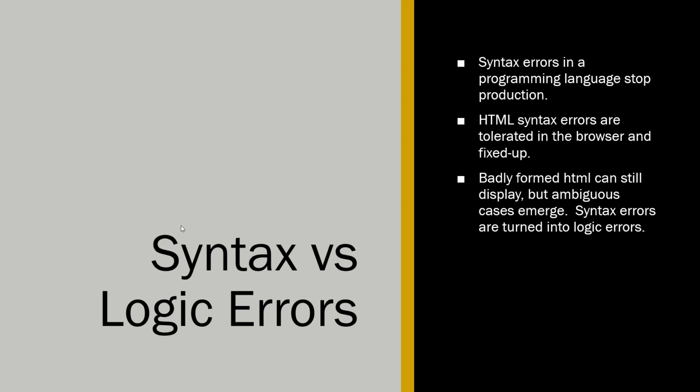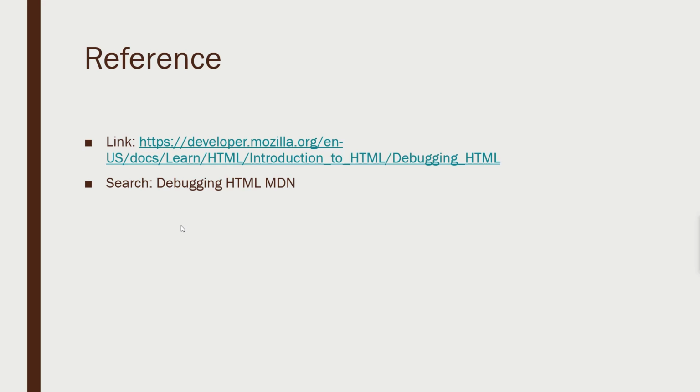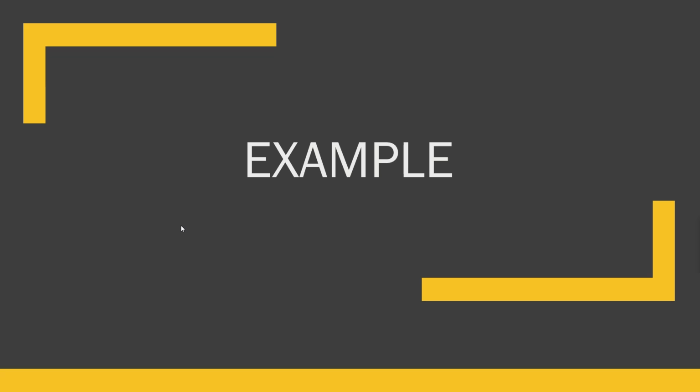HTML syntax errors are tolerated in the browser and are fixed up. Badly formed HTML can still display, but ambiguous cases emerge. So in effect, syntax errors are turned into logic errors. For this, we're going to have a reference, definitely, the debugging HTML page on MDN, and there's the link, and we'll take a look at the example.